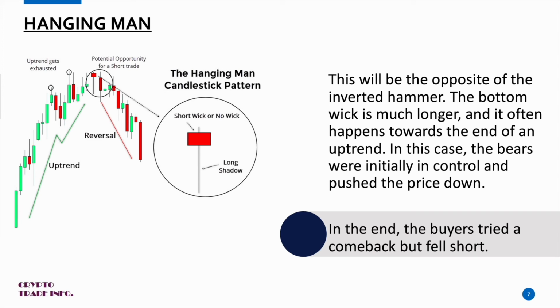Now it's telling you to go short, but there are other criteria that you have to judge before you decide to trade on it. This will be the opposite of the inverted hammer. The bottom wick is much longer, and it often happens towards the end of an uptrend. In this case, the bears were initially in control and pushed the price down. In the end, buyers tried to come back but fell short, as you can see. So it's just the opposite of the inverted hammer, as you can see. And it's a bearish candle. Hanging man is a bearish candle.